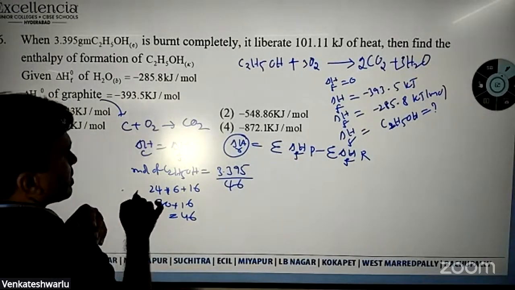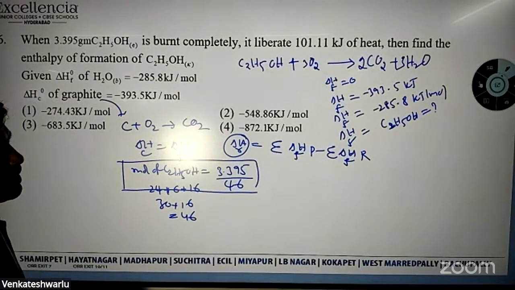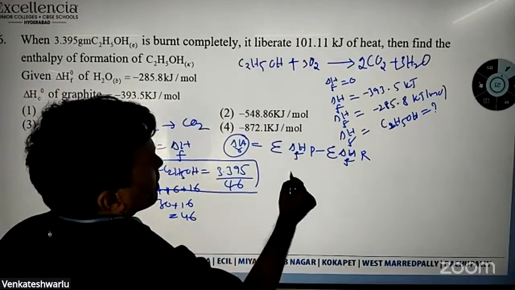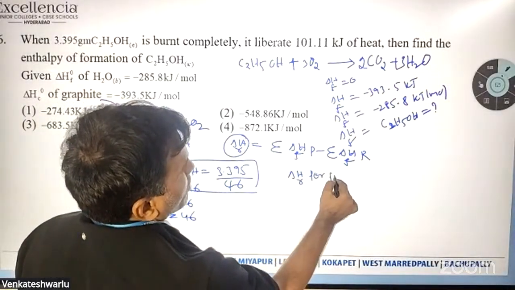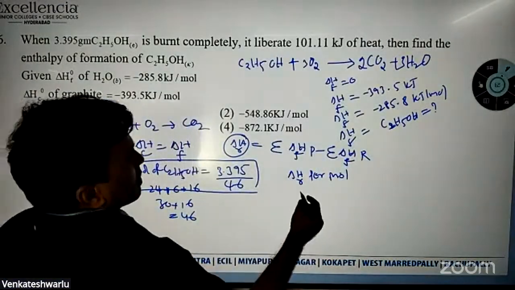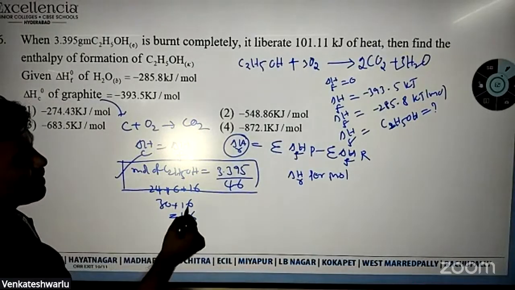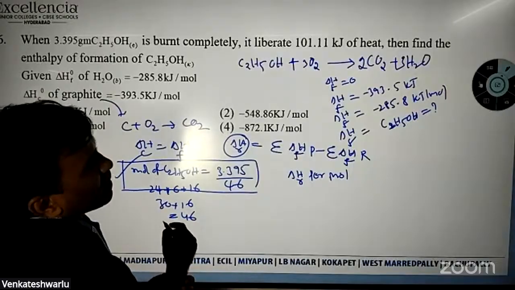So, this is the number of moles of ethanol. Now we have to find the heat of the reaction per mole. Per mole we have to find, right? So for this many moles, the heat given is 101.11 kilojoules.